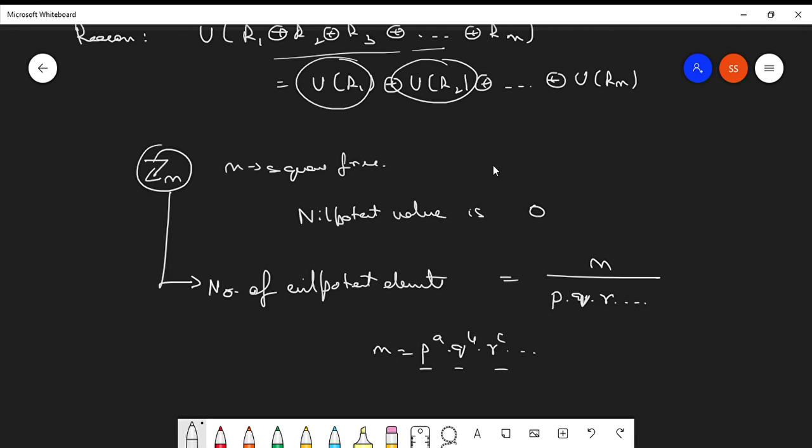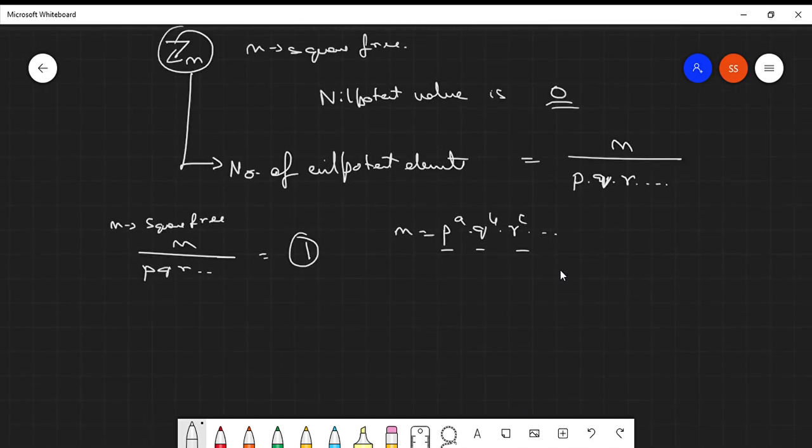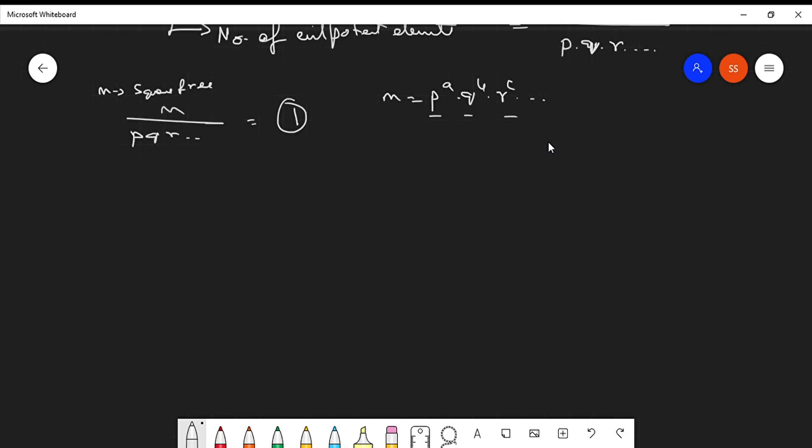Now it is obvious that if n is square free, then n divided by p, q, r and so on will give you 1, and so 0 is the only nilpotent element it has. It is verified. In this way you can find the number of nilpotent elements. Clear?